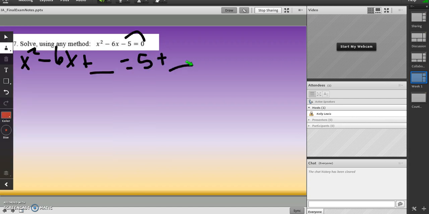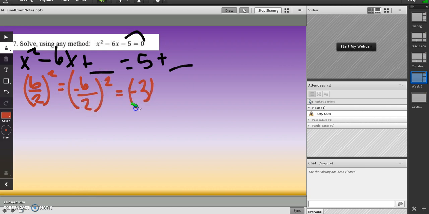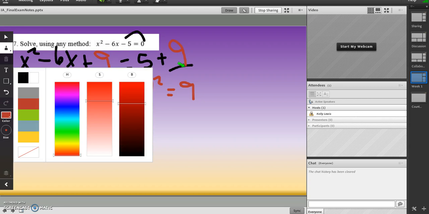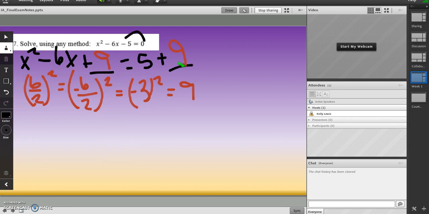And in that blank, I need to do b over 2 squared. And so that b is negative 6. Negative 6 over 2 is negative 3, and negative 3 times negative 3 is positive 9. And so I need to add 9 to both sides. Whatever you do to one side, you have to do to the other. Be even, Steven.